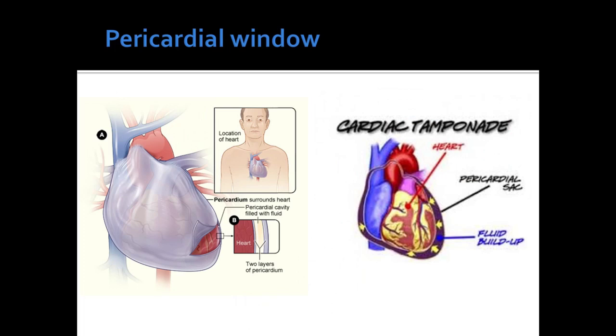Cardiac tamponade is a compression of the heart created by fluid in the pericardium caused by inflammation related to an infection or tumor. Removal of the accumulation of blood or fluid in the pericardium to improve cardiac function is called a pericardial window.